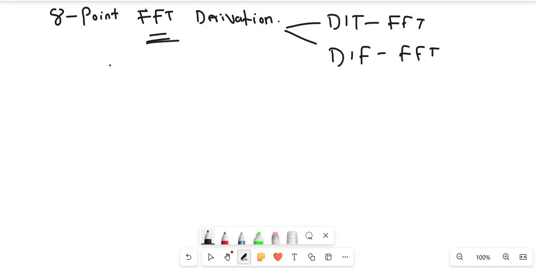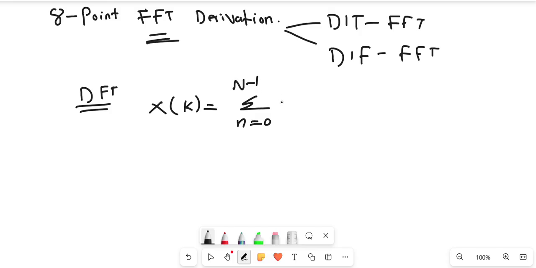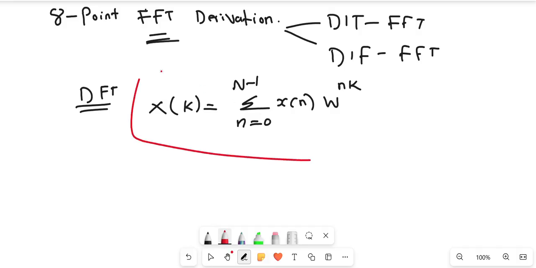What is the DFT equation? The DFT equation: X of k is equal to the summation of n equal to 0 to N minus 1, x of n into W power nk. So this is the DFT equation.